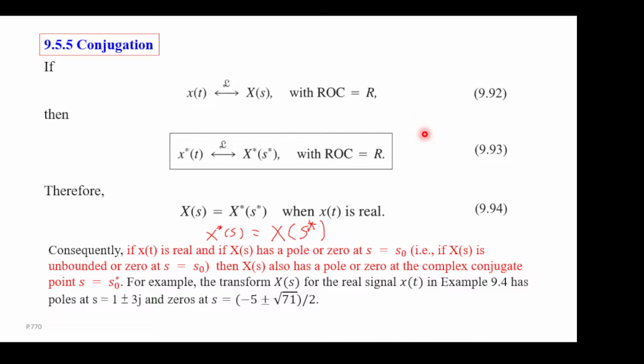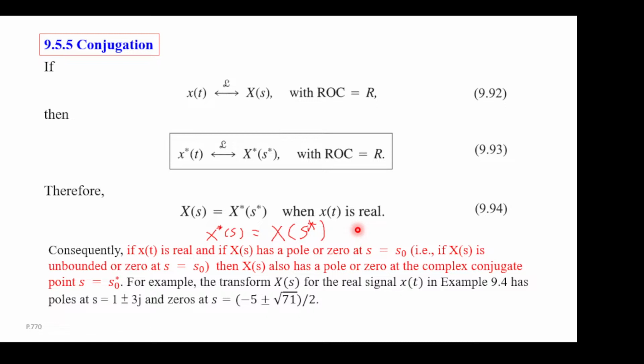And as before, when we see conjugation, most of the time what we want to see is what happens if x is real. So if x is real, then big X of s equals big X star of s star. Okay, so this is an interesting thing. And once again, a useful form is that big X star of s equals big X of s star.